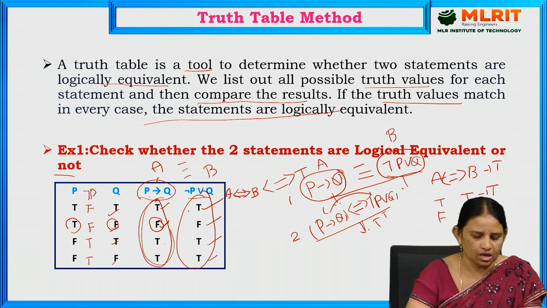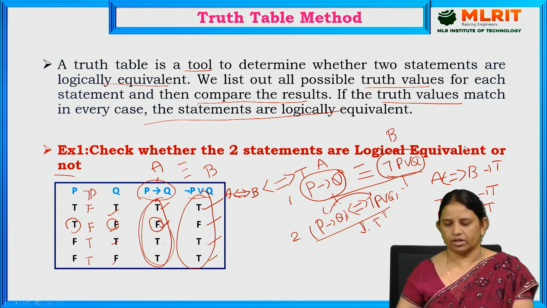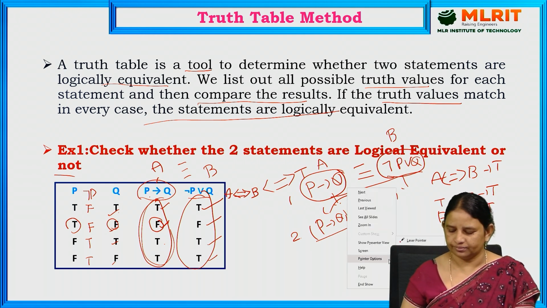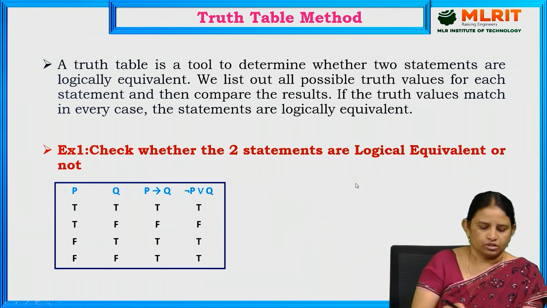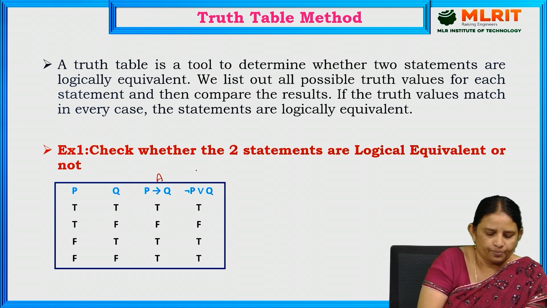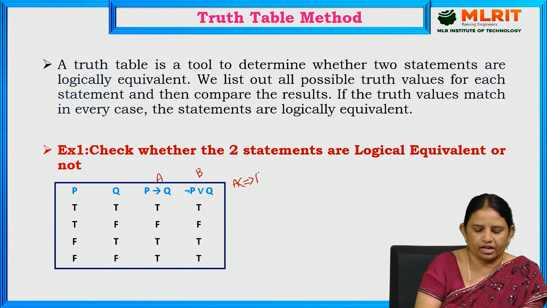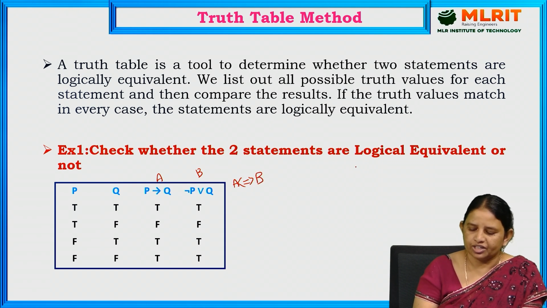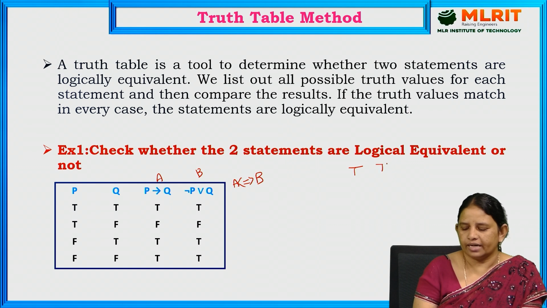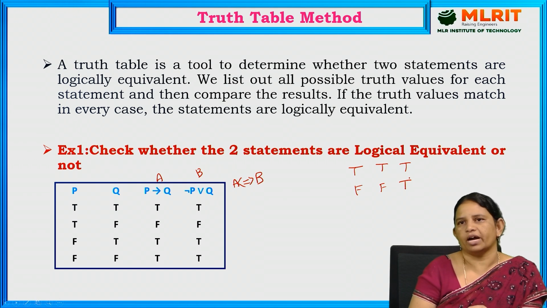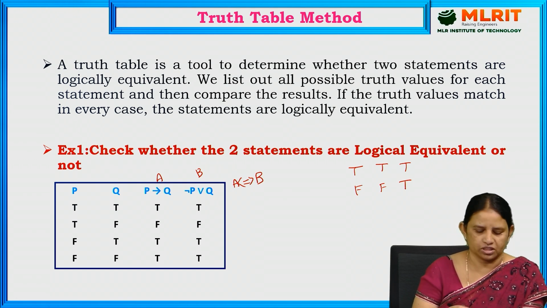Now I will clear the screen and explain. Take this one as A, this one as B. Then A equivalent to B means a biconditional statement. A biconditional statement returns true if both are true or both are false. For the remaining cases, it returns a false value only.